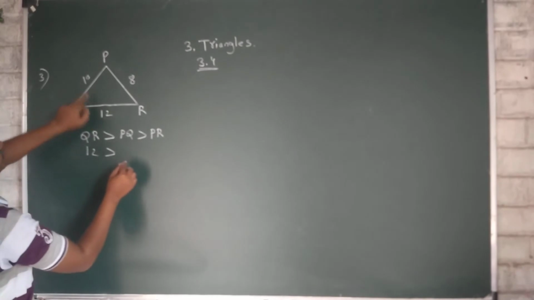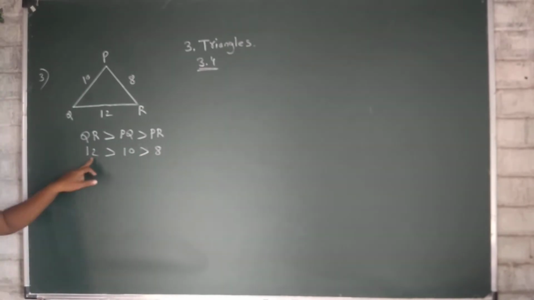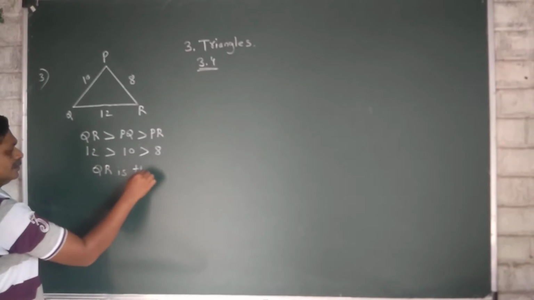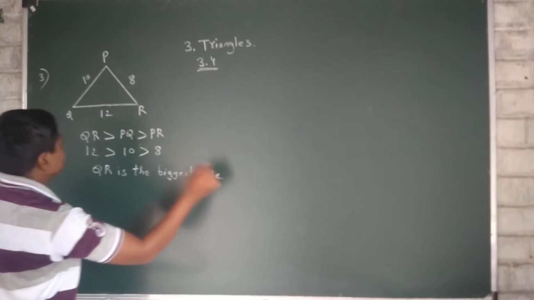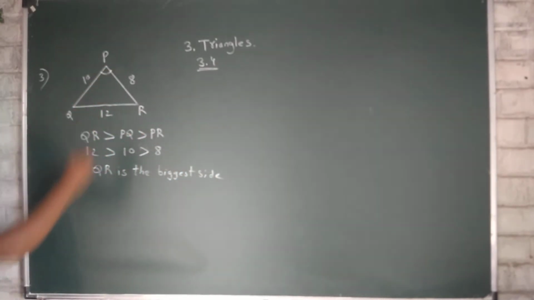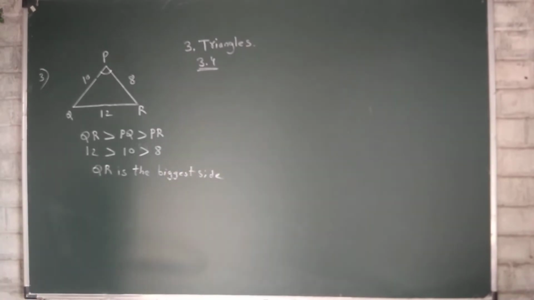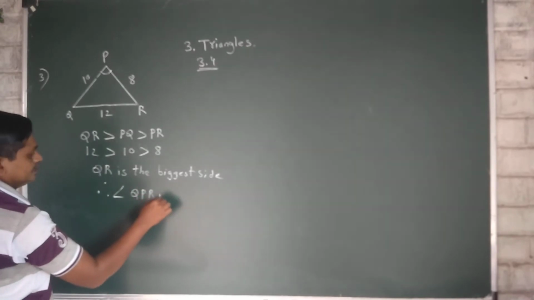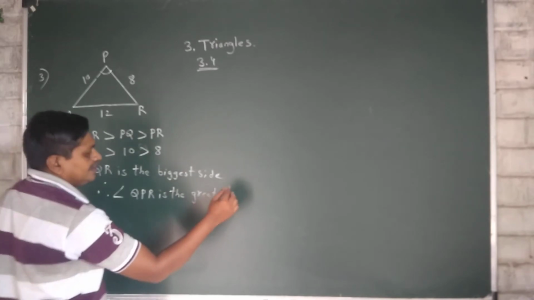12, 10, 8. So, here the bigger side is QR. QR is the biggest side. So, angle QPR is the biggest angle. QPR is the greatest angle.